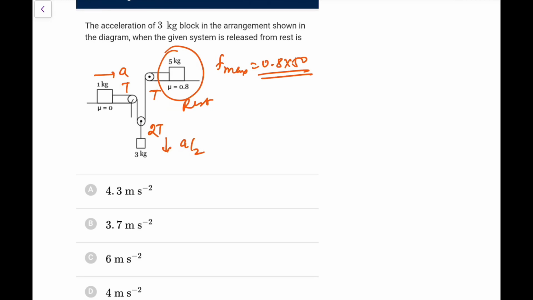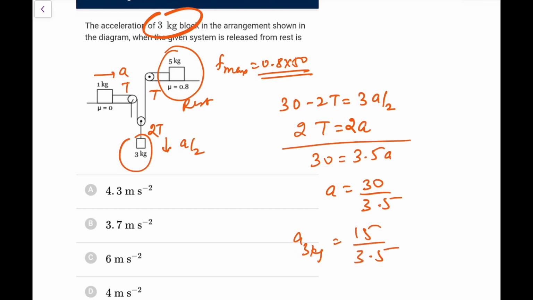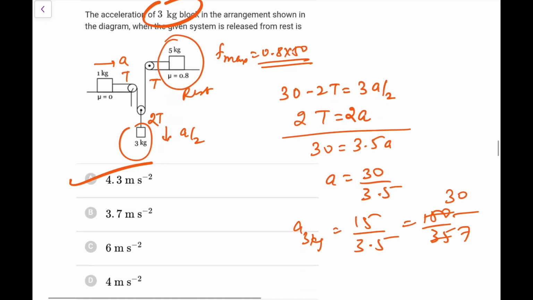So now using this, applying on this, what we have, 30 minus 2T is equal to 3 times A by 2, and for that T is equal to 1 into A. Directly we can write, so let it be multiplied by 2. So we have 30 is equal to 2 plus 3 by 2, that is 3.5 A. So A comes out as 30 upon 3.5. We have to find the acceleration of 3 kg. So 3 kg would be half of this, that would be 15 upon 3.5. You can say 150 by 35, and if you do this, this is 30 by 7. So 30 by 7 is 4 point something, so it will be 4.3 meter per second square. That would be the answer. So it's a good question for you.